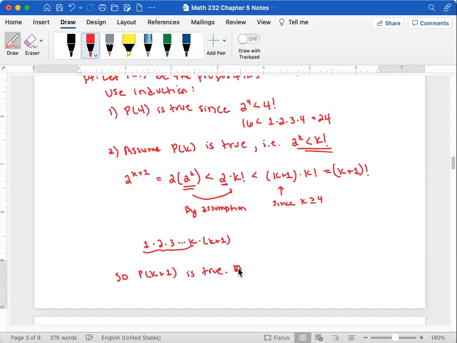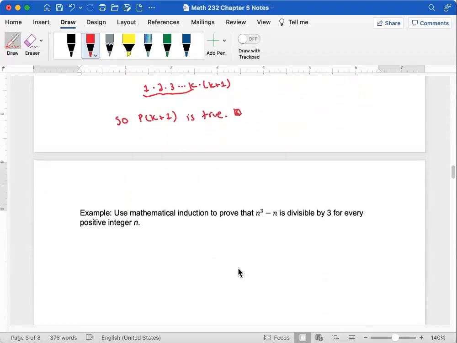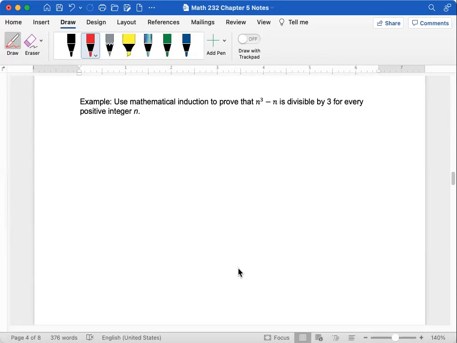All right. One more example. Use induction to prove that n cubed minus n is divisible by 3 for every positive integer n. All right. So similar start off. There's a proposition going on here. Let P of n be the proposition that they just gave us, that n cubed minus n is divisible by 3.